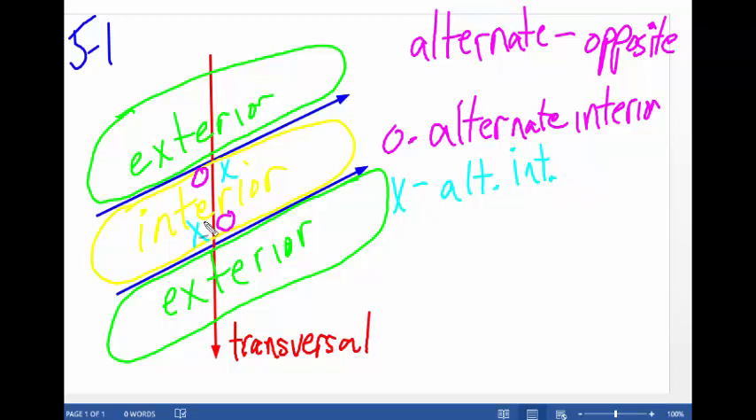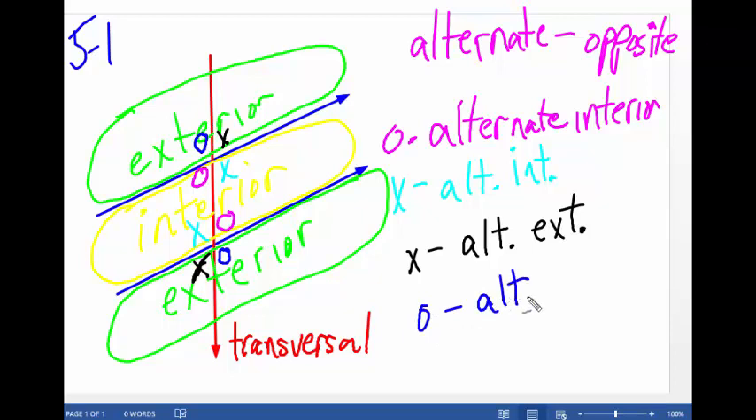Then we also have a pair of angles up here. We've got this angle here and this angle here. So we have the x's here. Again, they're on alternating sides, so they're alternate. But in this case, those are both outside of the parallel lines, so they're alternate exterior. And then lastly, we have one more set here and here. Those are also on alternate sides, and they are exterior.